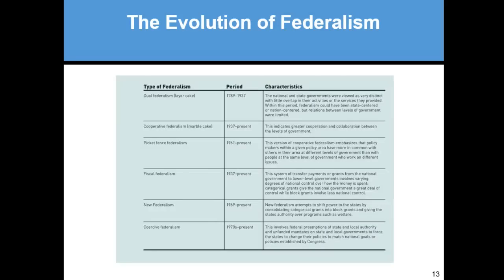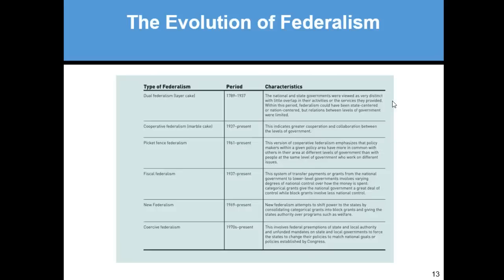So we're going to look at the types of federalism, and your book mentions 6 different types and how we've moved from one to another. The first type we had for well over 150 years was dual federalism, what we're going to call layer cake federalism. This is where the national and state governments are viewed as 2 distinct entities with very little overlap. If you think of a cake where you have a chocolate layer separated from a vanilla layer separated from a strawberry layer, each layer would be a layer of federalism. They're distinctly separated from each other.